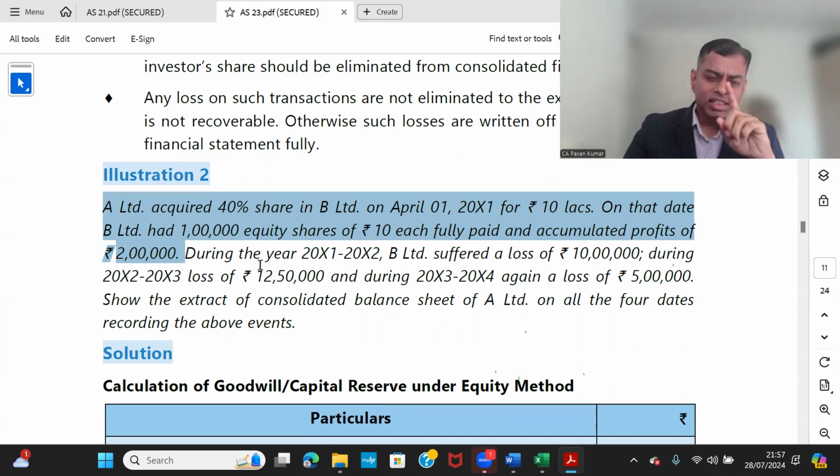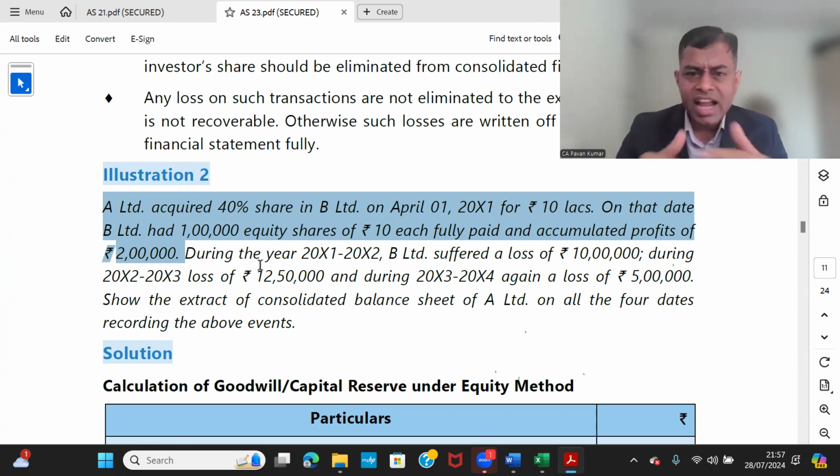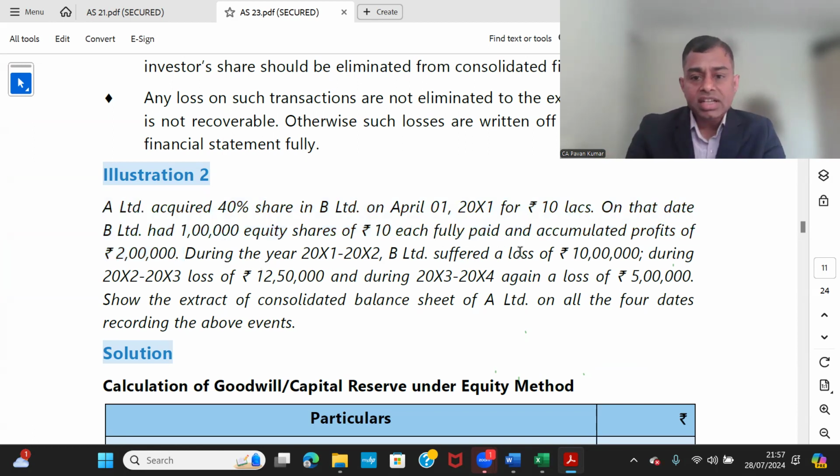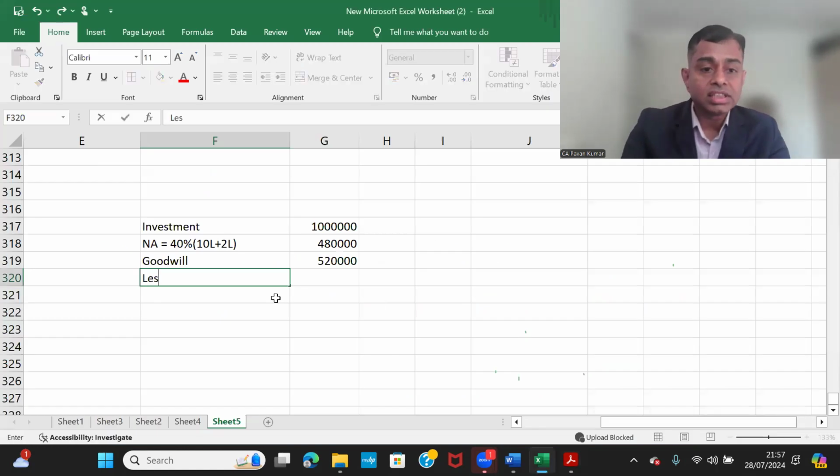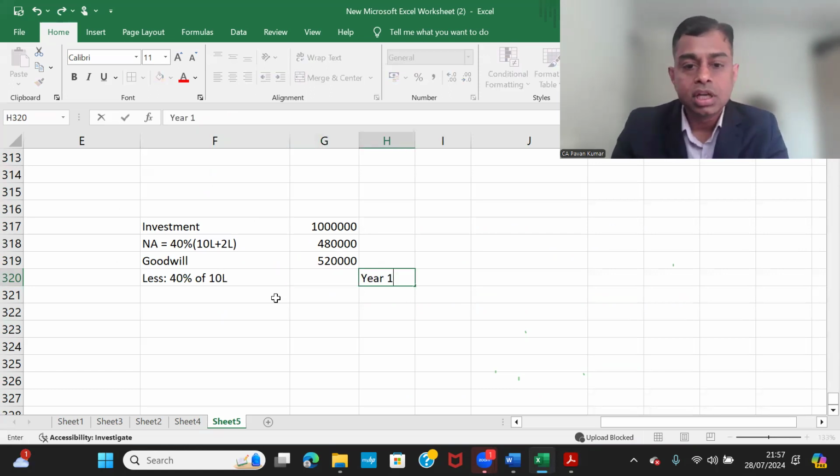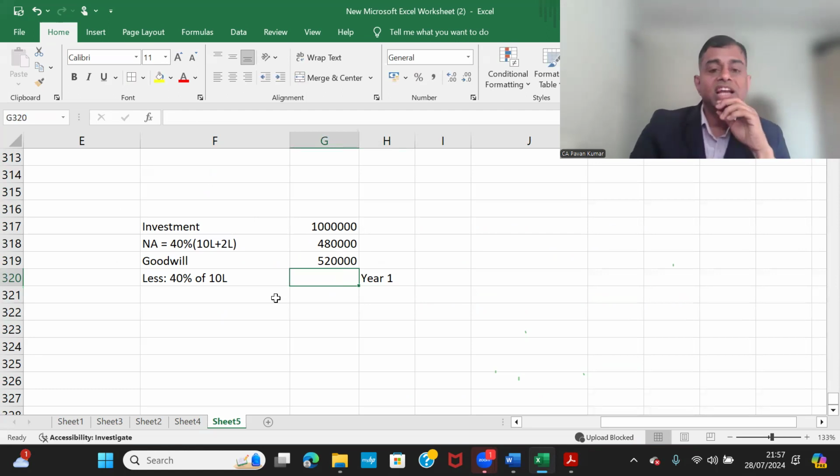Do you remember, same numbers, same losses, in accounting standard 21 also we have a question. But that is 21, same numbers. This is 23. They have complicated it, but let us put it in simple terms. First year, the company suffered a loss of 10 lakhs. So less 40% of 10 lakhs. This will be the year one balance sheet.